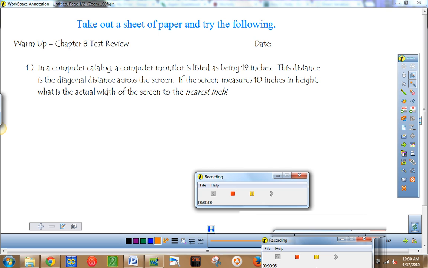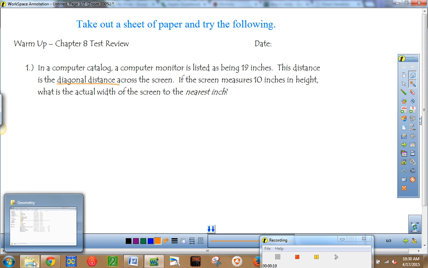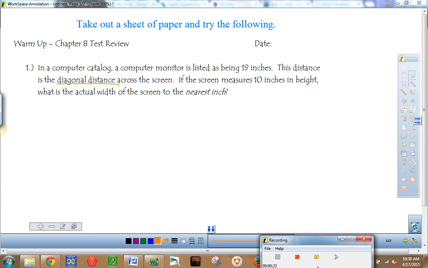So, in a computer catalog, the computer monitor is listed as being 19 inches. This distance is the diagonal distance across the screen. If the screen measures 10 inches in height, what is the actual width of the screen? What is the shape of the computer monitor? It's a nice big old rectangle.